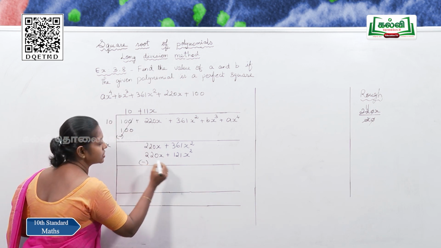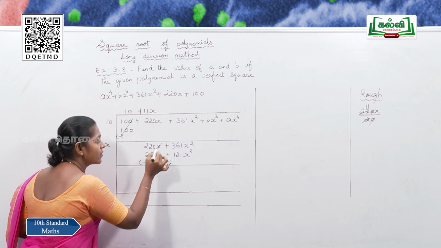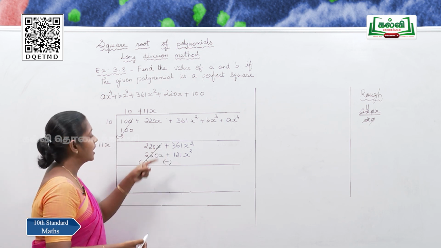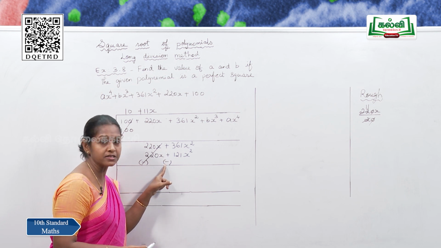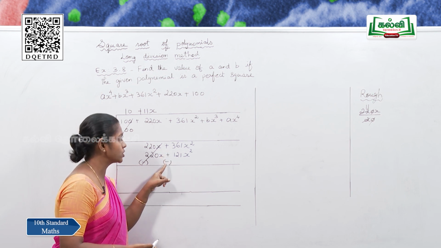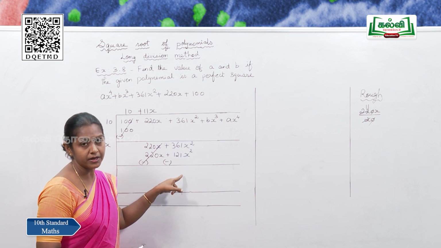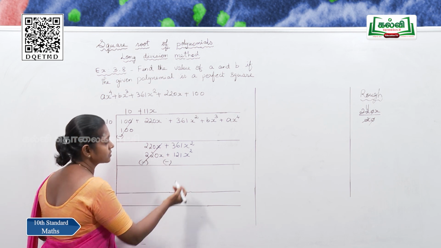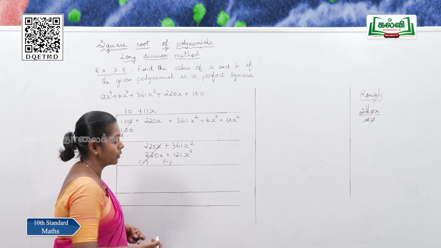When you subtract, you have to change the symbol so that the first term will be cancelled. And see, this is plus and this is minus. That means one term is positive and one term is negative, so you have to subtract it. When you subtract, what will you get? Of course, 240.